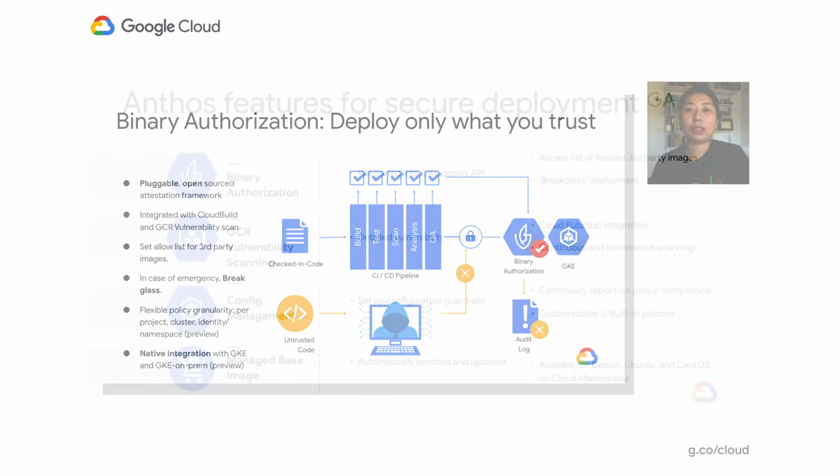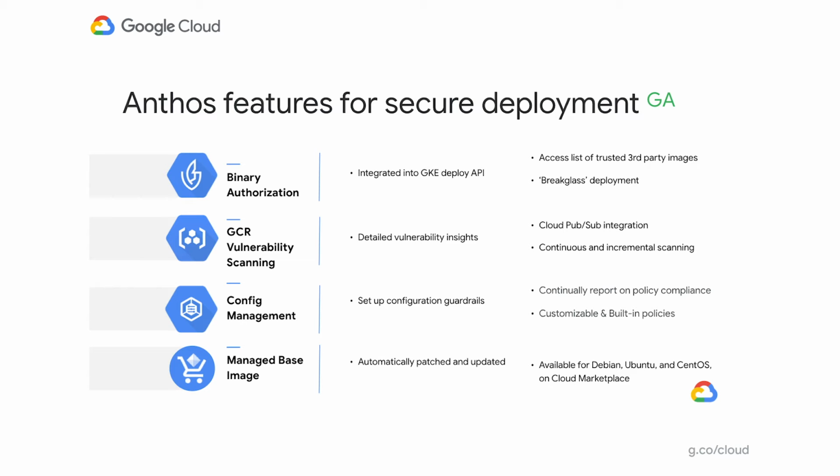In addition to binary authorization, here are additional product features of Anthos for secure deployment. The Google Container Registry offers a vulnerability scanning feature that provides detailed insights for known vulnerabilities for checking images. Once the initial scan is done, it continues to perform incremental scanning every time the vulnerability is updated. Users get vulnerability updates even for images that are already running.